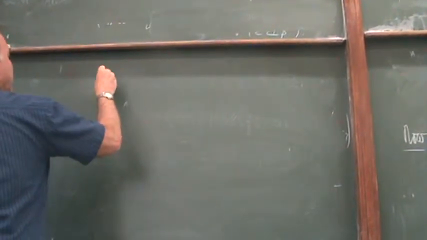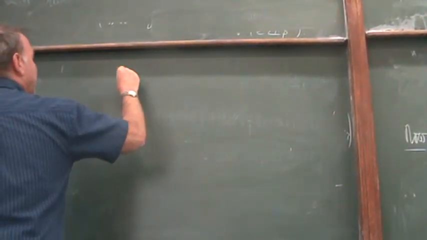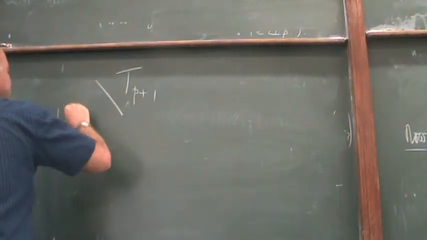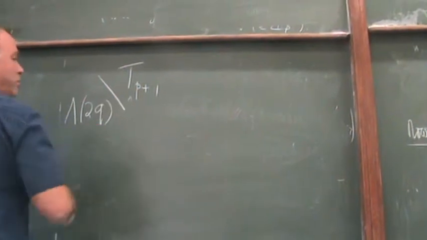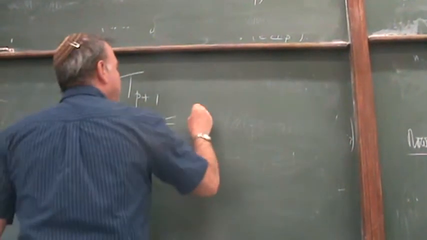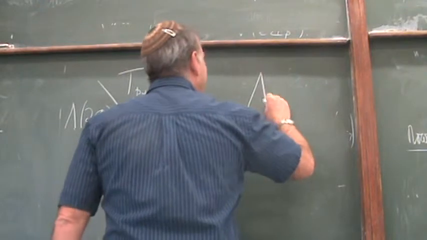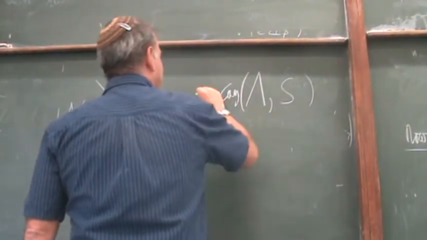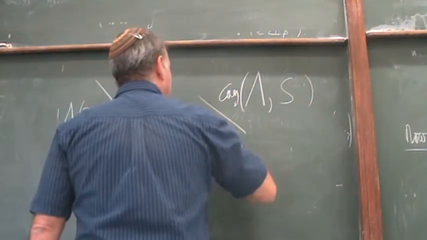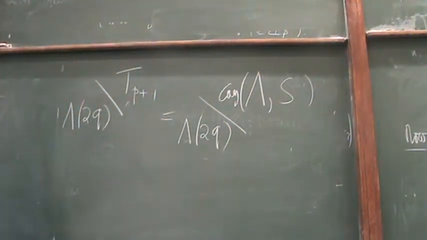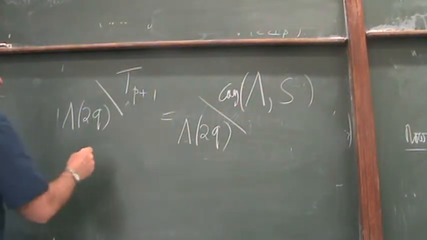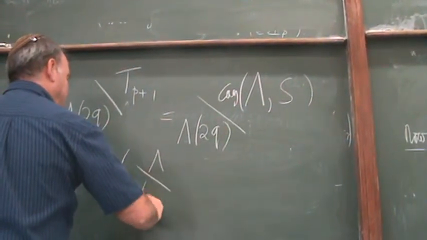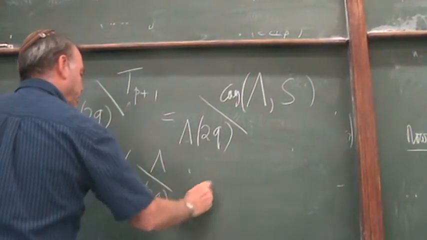So now, if I want to compute the tree divided by this group, which I call lambda 2q, this is the same as dividing the Cayley graph of gamma generated by S by this 2q, which is really the same as the Cayley graph of lambda divided by this 2q with respect to S.